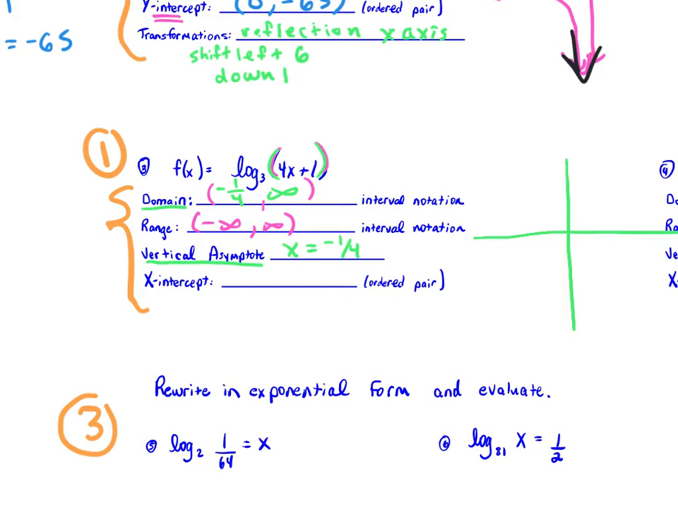So remember, our graph looks like this. If we had a reflection on the y-axis, our graph would look like this. So yeah, our domain would be negative infinity to negative 1/4.